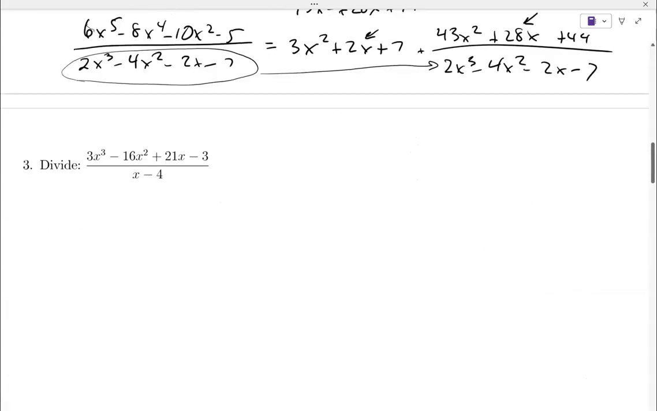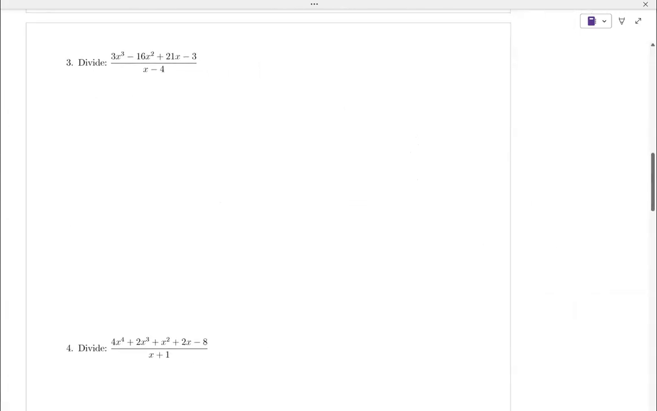What I would like you to look at for Friday are the next two problems. Hopefully they'll be a little quicker because we just have an x minus 4 on the bottom and an x plus 1 on the bottom for those two. See if you can follow the same pattern. We'll do those first on Friday, and then we'll talk about a different method to do those a little bit quicker.